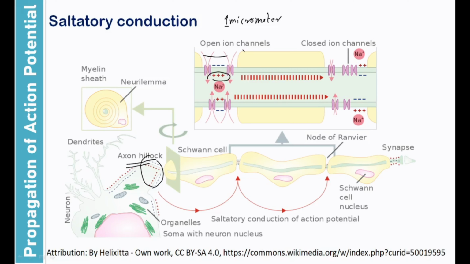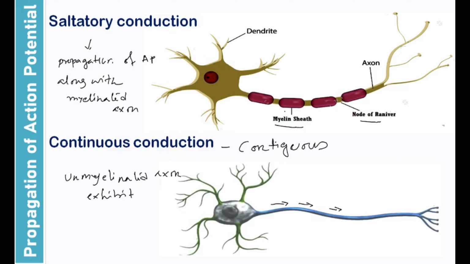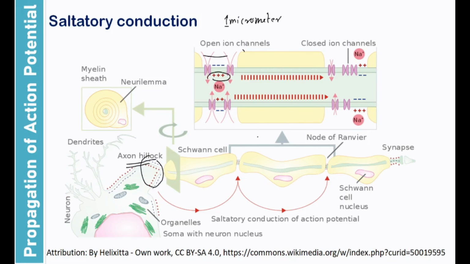Saltatory means jumping. Clear? It is jumping, but in this process it is not actually jumping. So what will happen from this area to this area? In between there is myelination. This is the node of Ranvier, and this is the myelin sheath. So what is happening? The signal is transmitted passively.